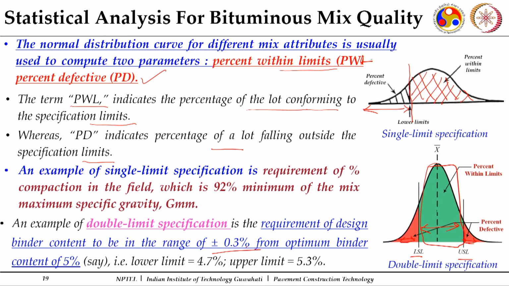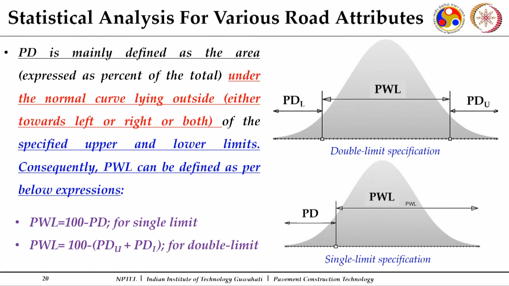This can be in case of binder content where, say, we allow a variation of plus minus 0.3%, and my target is 5%. Then this will become 4.7%, and this will become 5.3%. So, I will ensure where my results are actually falling. Once this is there, we have the percent within limits, the percentage defective with respect to the lower limit, and the percentage defective with respect to the upper limit. There can be certain parameters which may have only one limit, either an upper limit or a lower limit.